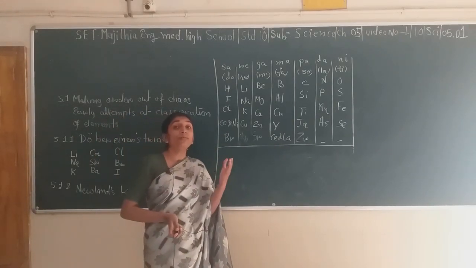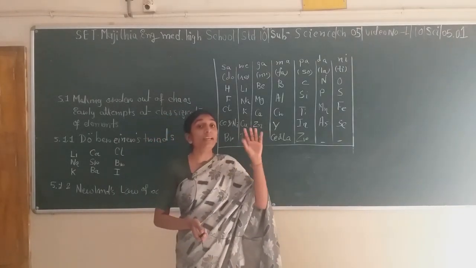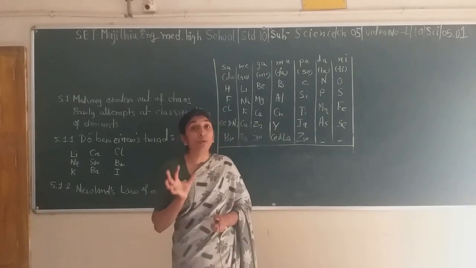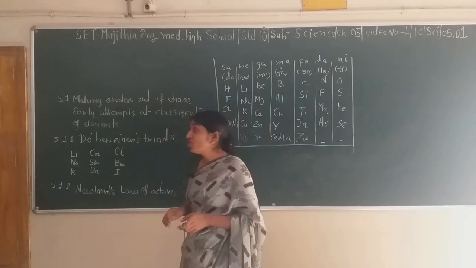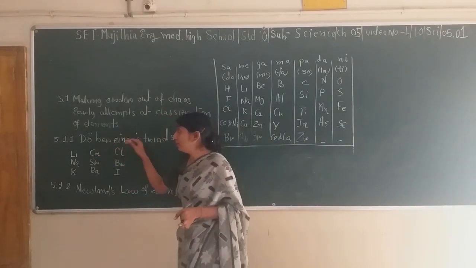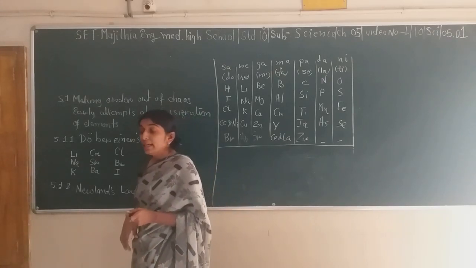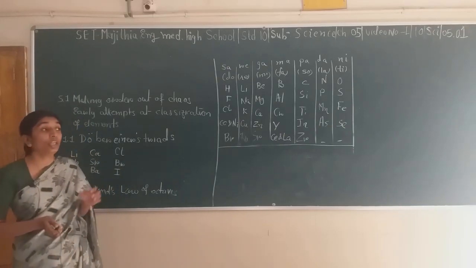Actually, by classifying objects, that means the things which have similarity would be in a certain group. Okay, so the first phenomenon was of making groups. So earlier a German scientist, Robert, initiated it. He tried to classify elements into groups.